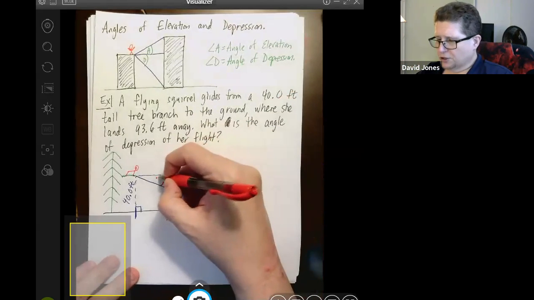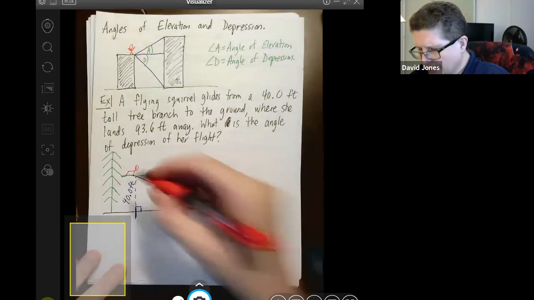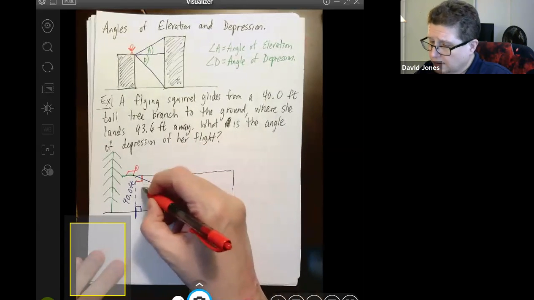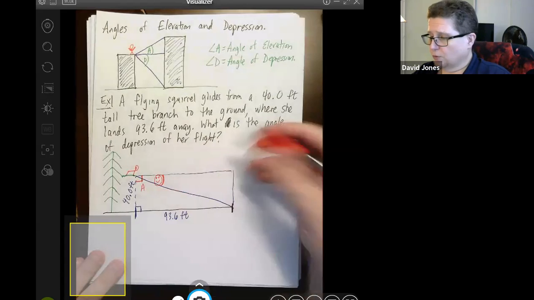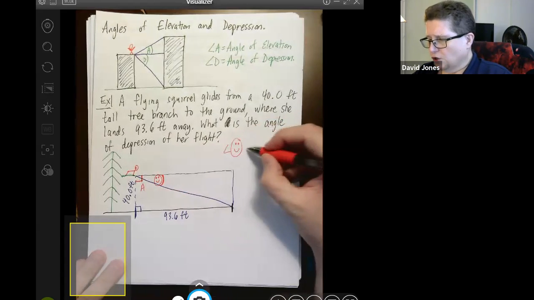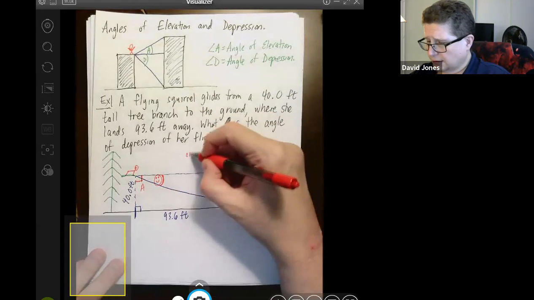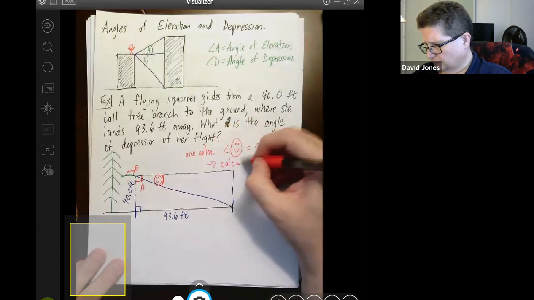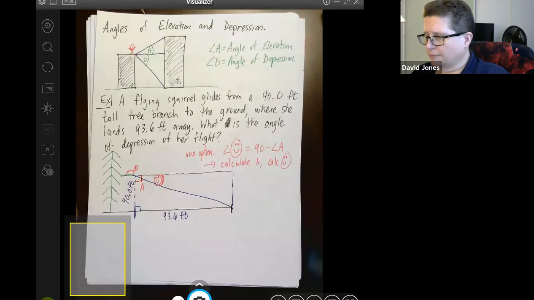So, I'm going to use smiley face. Let's use smiley face. That's angle smiley face. Now, I got a couple options. I can recognize that this is a right angle, and I could find angle A, and then subtract angle A from 90. So smiley face angle equals 90 minus angle A. That's one option. That means I have to calculate A and then calculate smiley face, which isn't a hard problem at that point.